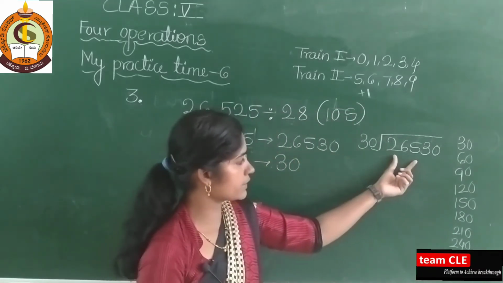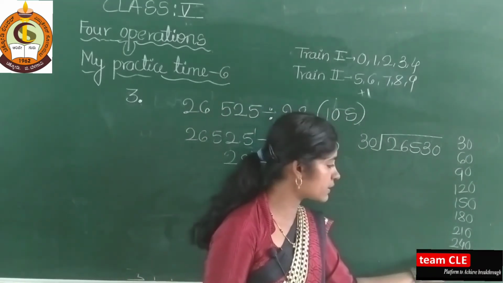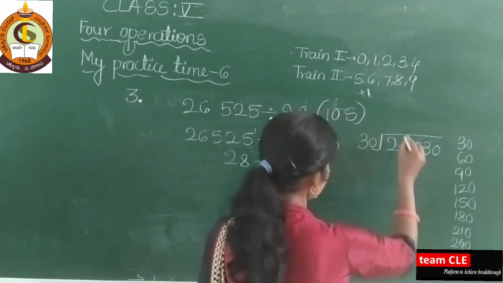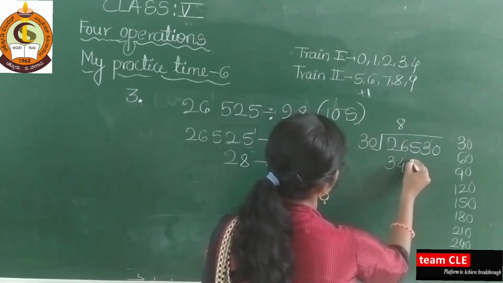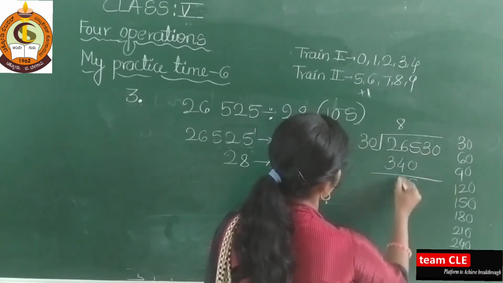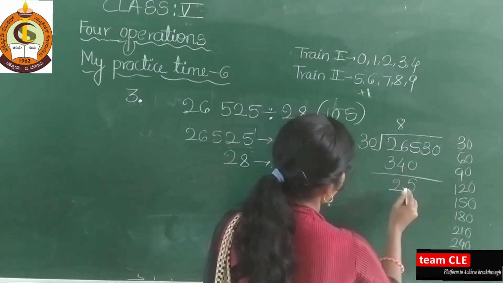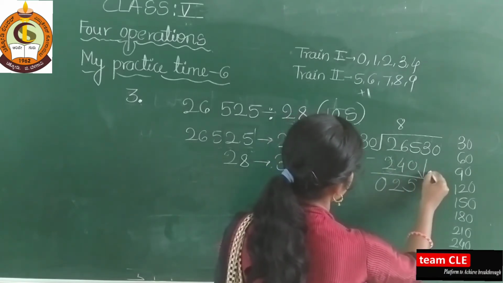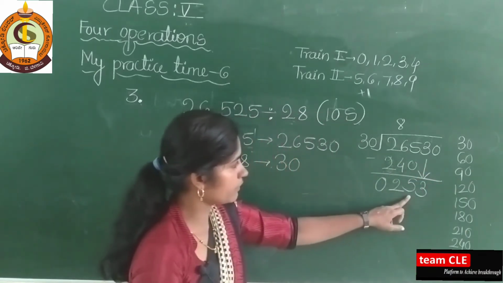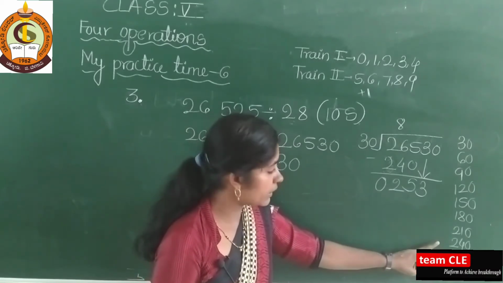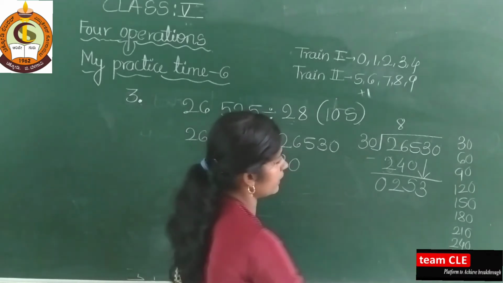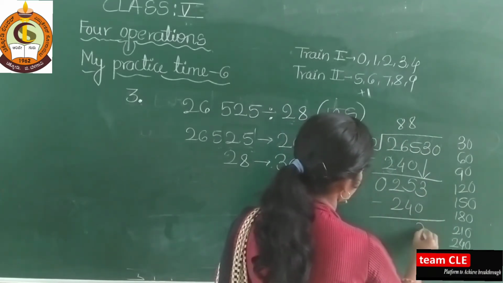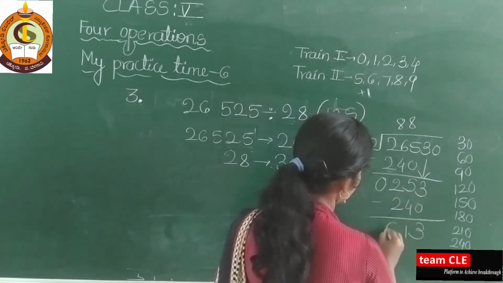So here 265 is there. Less than 265, what will come here? 240. So 30 eights are 240. So here 5 minus 0 is 5, 6 minus 4 is 2, 2 minus 2 is 0. Again you take 3 down, so 253 is there. Again what will come here? This 240 will come, 30 eights are 240. So 3 minus 0 is 3, 5 minus 4 is 1, 2 minus 2 is 0.